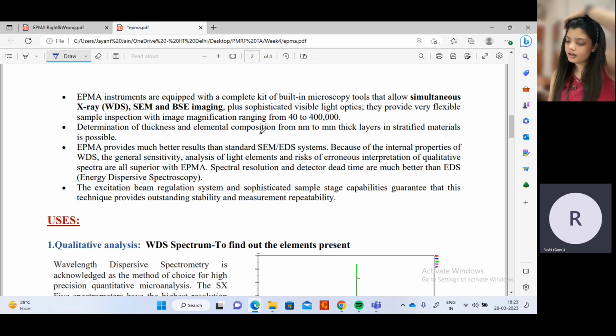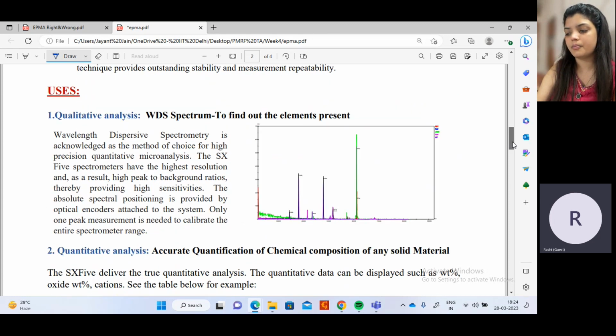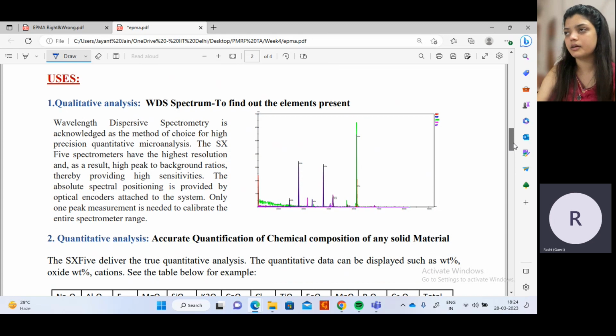The excitation beam regulation system and sophisticated sample stage capability guarantee that this technique provides outstanding stability and measurement repeatability. That is the reason why they always use it at the industrial level. They need the repeatability. They will keep on casting or producing the same material, so they want to see how much it is deviating from the original product or standard product.